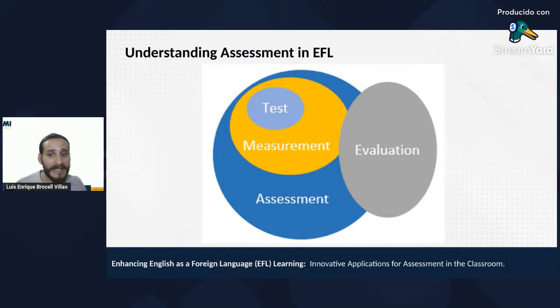Assessment can be formative and summative. In the next slide, I'm going to explain about summative and formative assessment. Summative assessment occurs most of the time at the end of a period, summarizing all the learning outcomes. Okay, let's jump into the next slide.